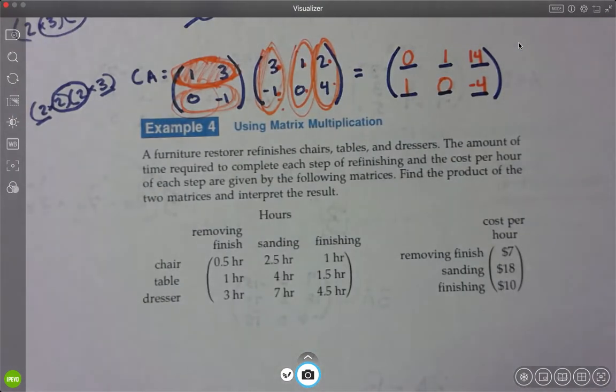Now, how does this transfer into like story problem stuff?